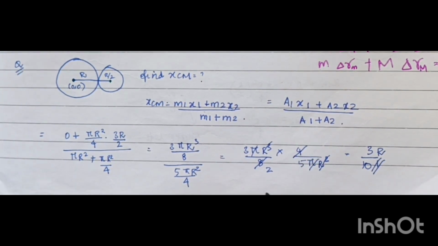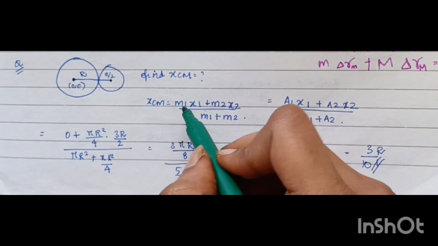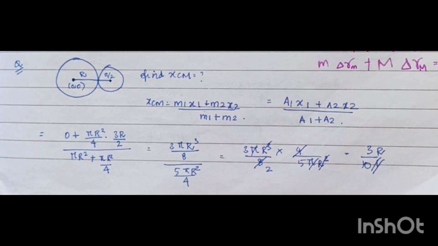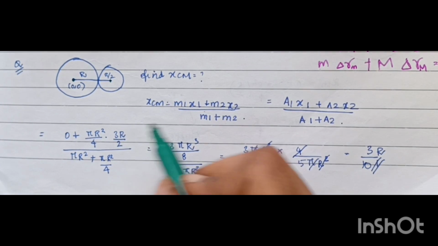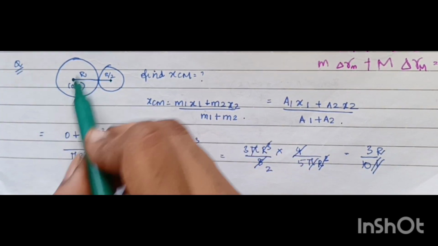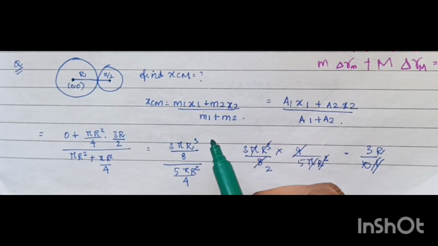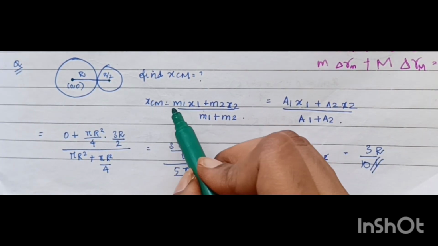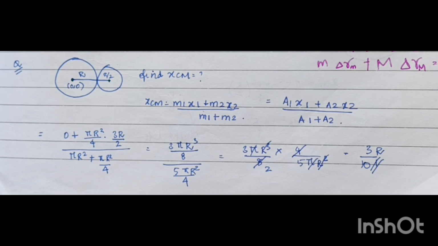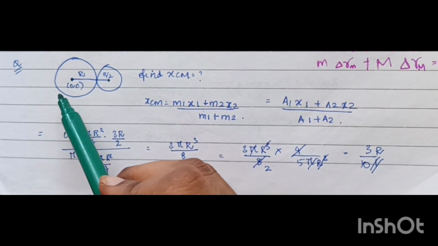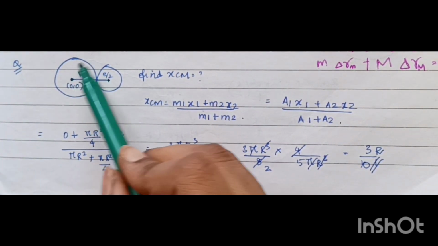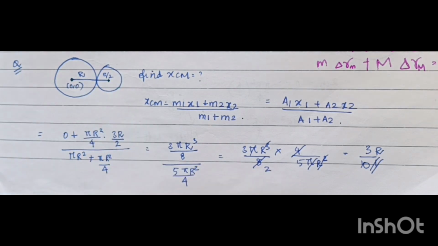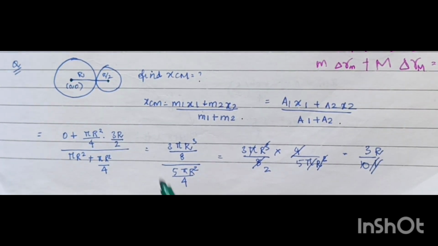So why have I written it like that? Because mass is the product of density into volume, and here, as it is a disk, it is the product of density into area. So we have to talk about areal density here. So m will be equal to density into area, and in both the cases the density is the same because both are of the same material, as it is specified.